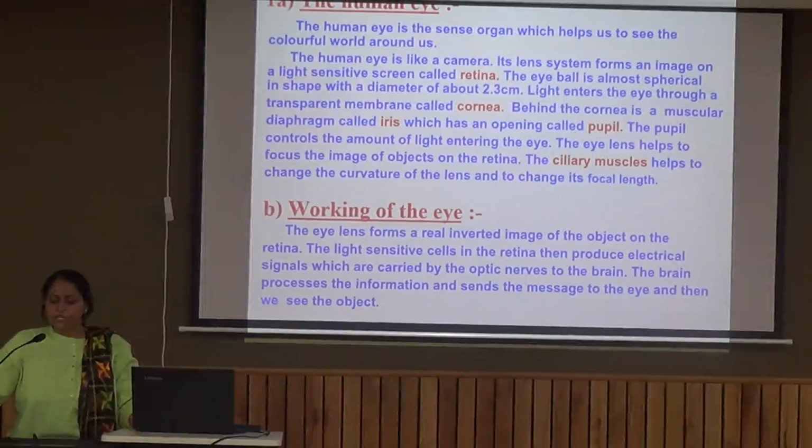The light enters the eye through a transparent membrane which is called the cornea. Behind the cornea is a muscular diaphragm which is called the iris, which has an opening called the pupil. The pupil controls the amount of light entering the eye. The eyelids help us to focus the image of the object on the retina. The ciliary muscle helps us to change the curvature of the eye lens and changes its focal length.